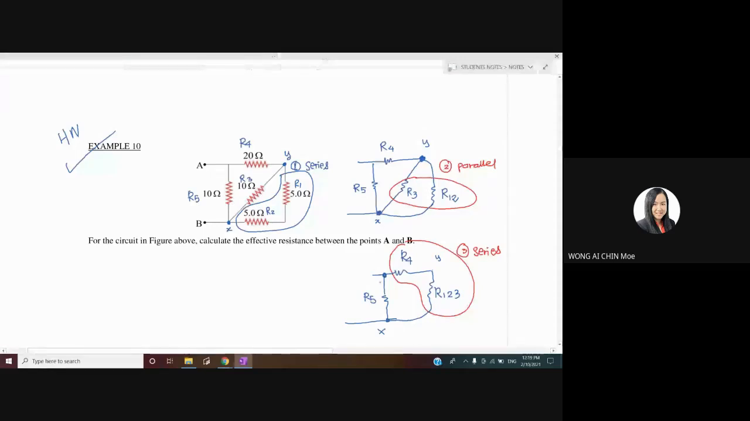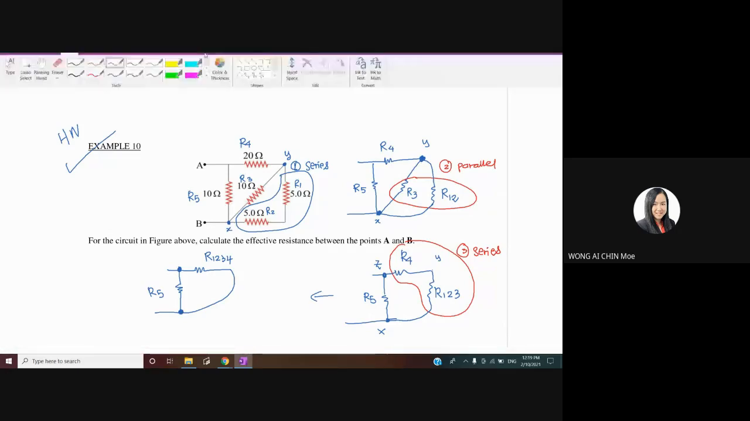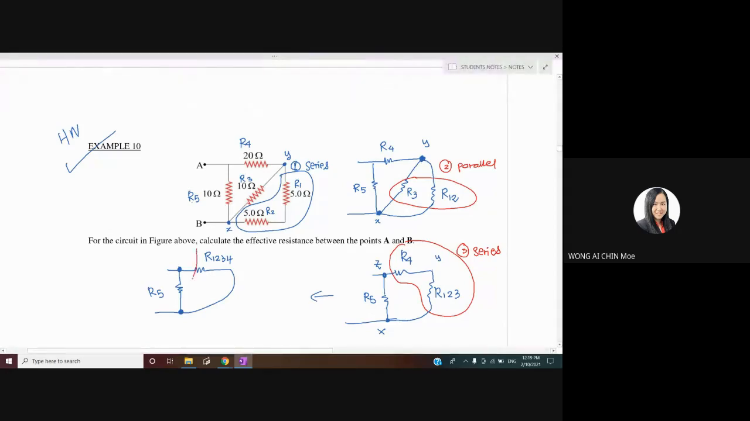So after that, this is your R1234 and this is your R5. They are not in series because these are different; there's a junction between them. So finally, when you want to find R effective, you do it in parallel. So step 4 is parallel. This is your homework for subtopic 3.5.